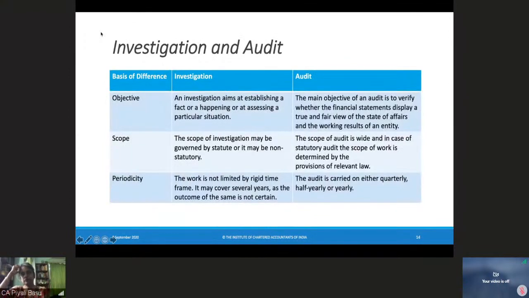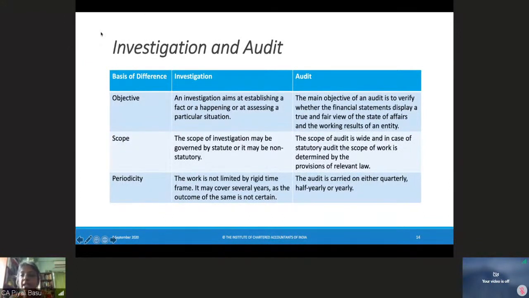Again, the difference between investigation and audit. We will continue with investigation in the next class also, where we will be talking about the forensic as well. Okay, so the difference between the investigation and audit.